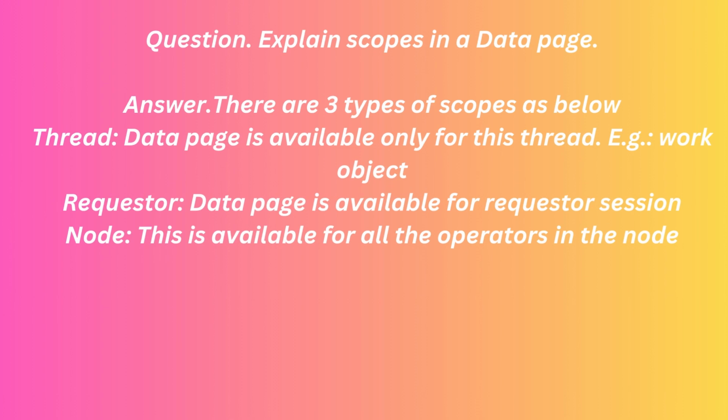Question: Explain scopes in a data page. Answer: There are 3 types of scopes as below. Thread: the data page is available only for this thread, e.g., work object. Requester: the data page is available for the requester session. Node: this is available for all the operators in the node.